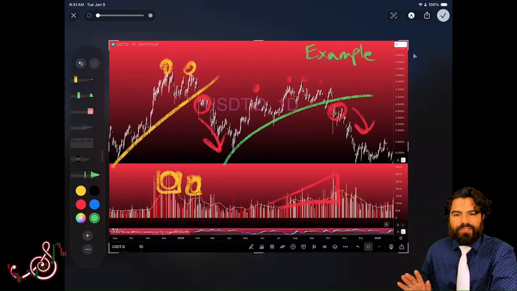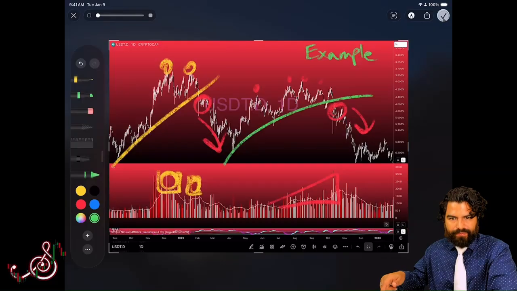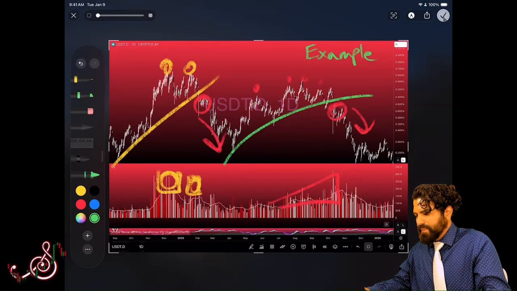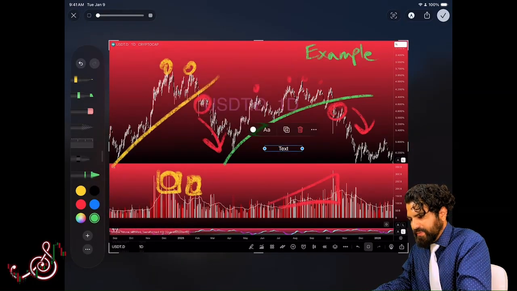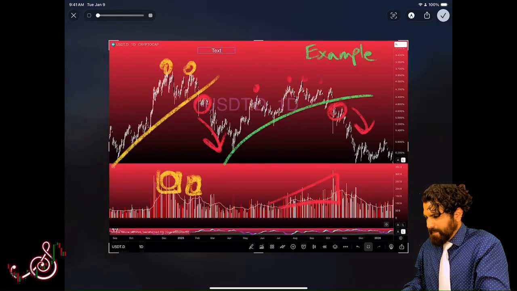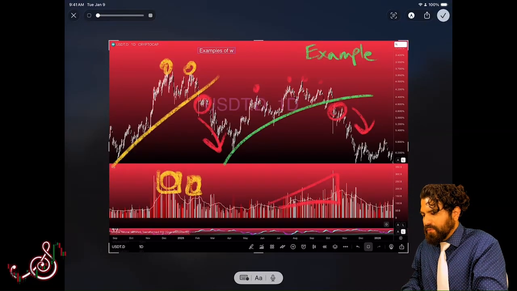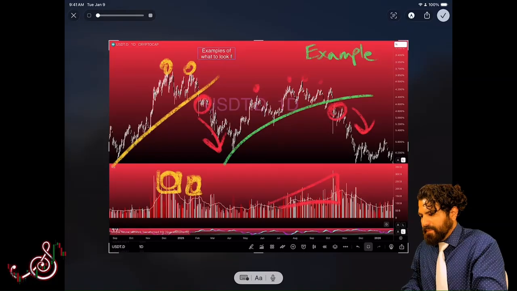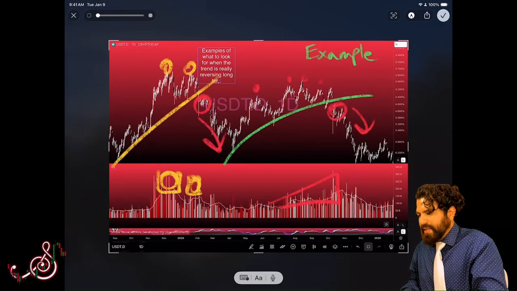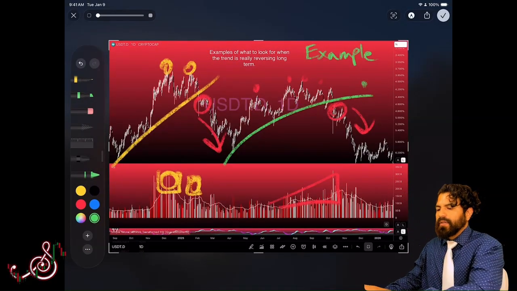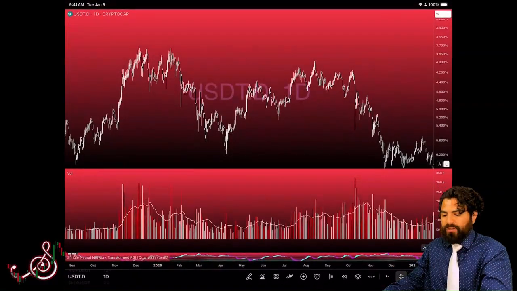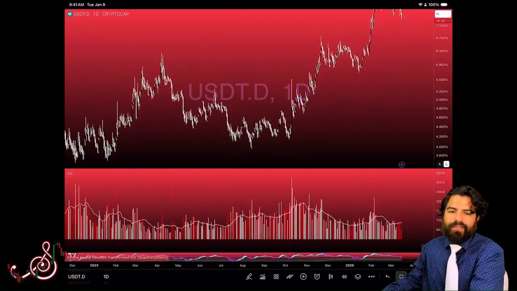Okay, this is the kind of stuff you look for when you're going to reverse. Do we understand that? And I will actually write those words on the board. Examples of what to look for when the trend is really reversing long term. And that means, are we really going up? Are we really going down? Now remember, we really pay attention to USDT.D because what happens in USDT.D happens in the market.